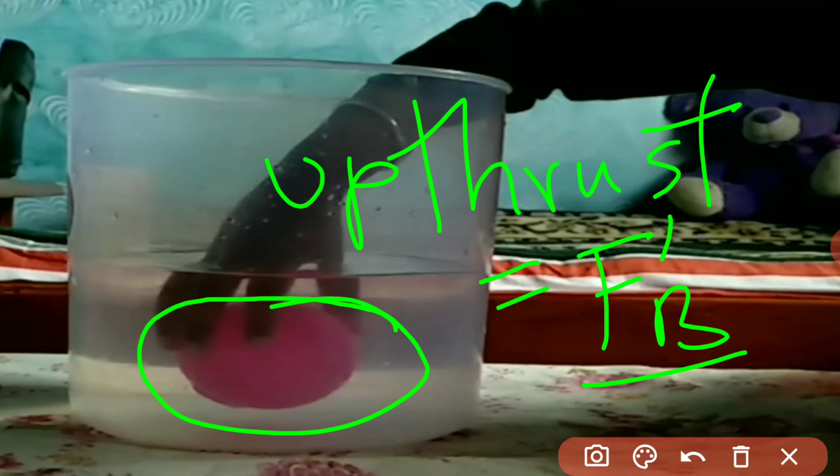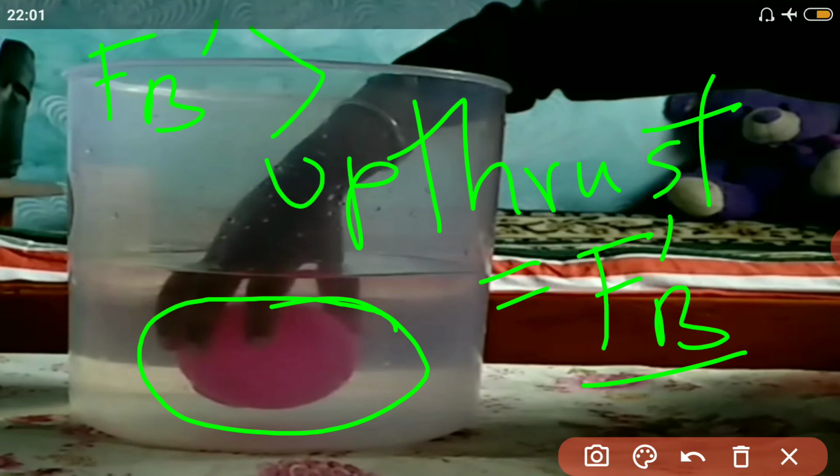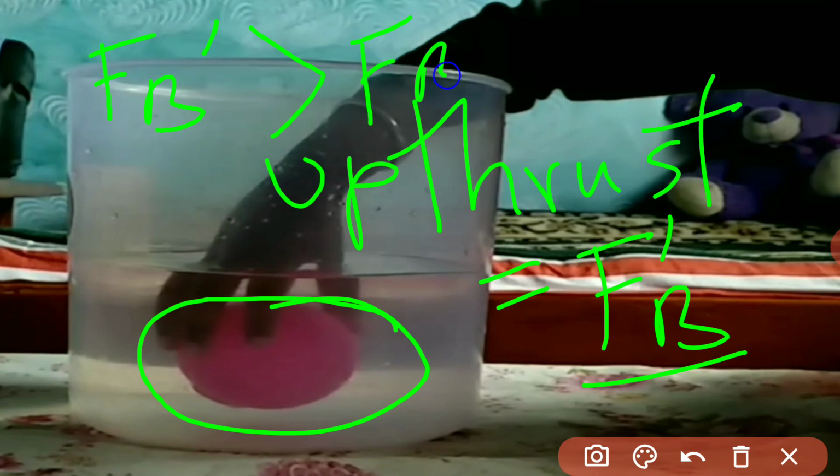So FB dash, which is the maximum upthrust a body can experience, is always greater than the upthrust when it is partially immersed under water. So here what you can understand is, as the body is more and more immersed under the water, the upthrust also increases.